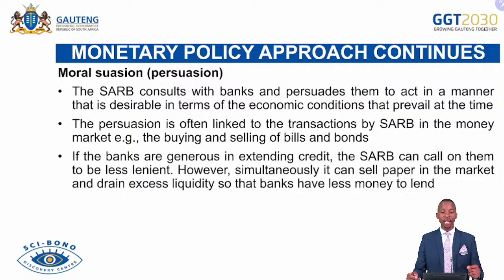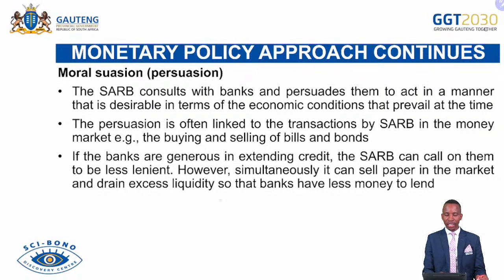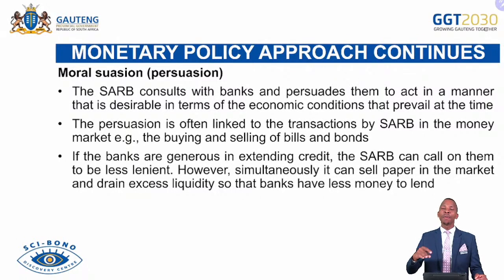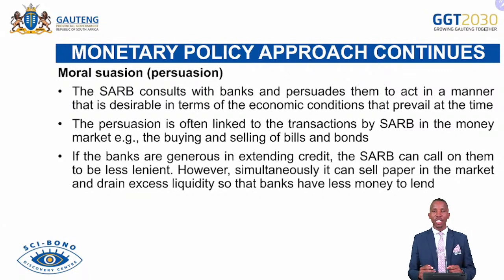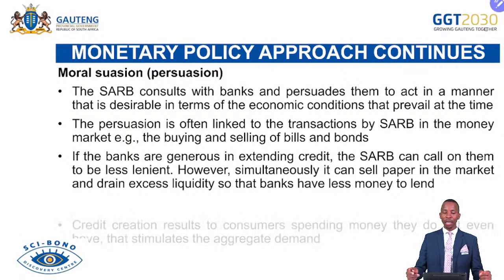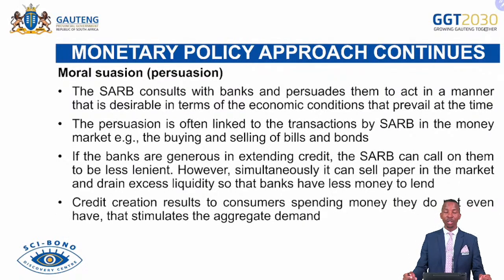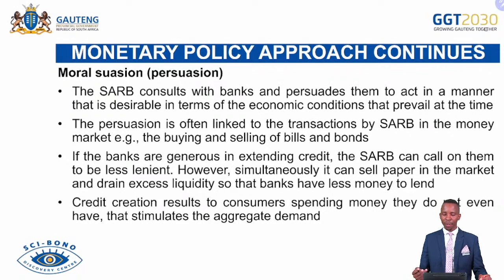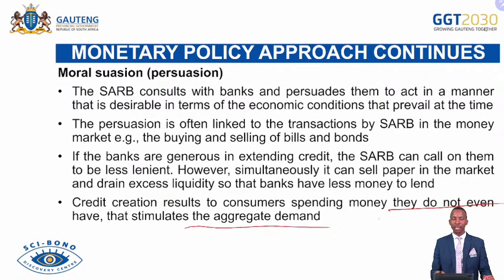However, simultaneously, it can sell paper in the market and drain excess liquidity so that banks have less money. So, besides giving them instruction, the Reserve Bank can simply sell paper assets to these commercial banks so that it will drain liquidity or cash from the circulation, which will lead to less money supply in the economy, and there will be less demand for goods and services. Credit creation results in consumers spending money they don't even have. That stimulates the aggregate demand.